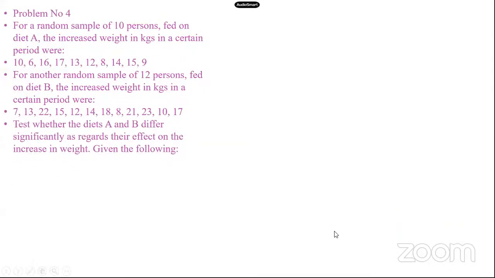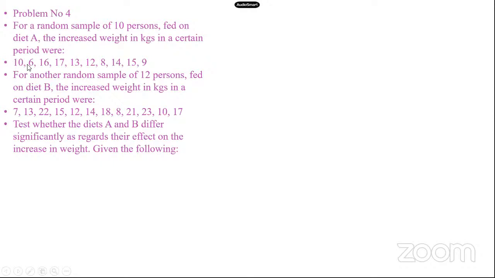Okay, problem number 4. It is on two sample test also. For a random sample of 10 persons, 10 लोकांचे एक सॅम्पल आहे, फेड ऑन डाएट ए, यांना डाएट ए दिला. The increase in weight in kilograms in a certain period were, एका विशिष्ट कालावधीमध्ये त्यांचं वजन किती वाढलं त्याचे आकडे आहेत.